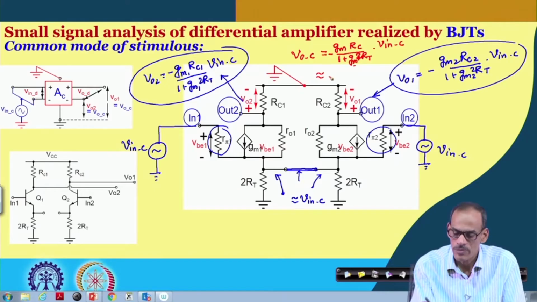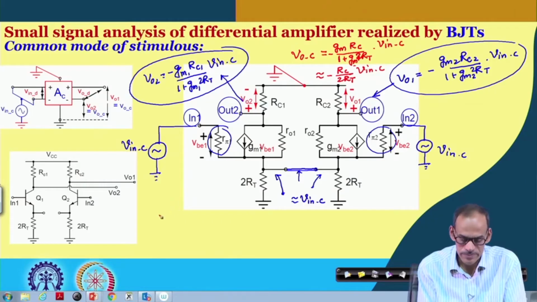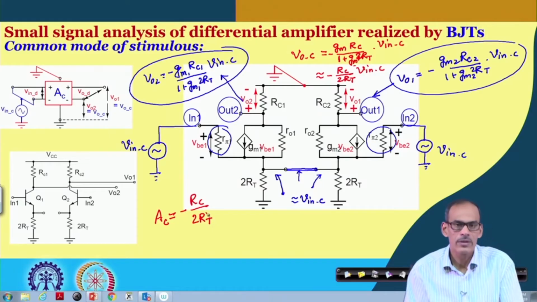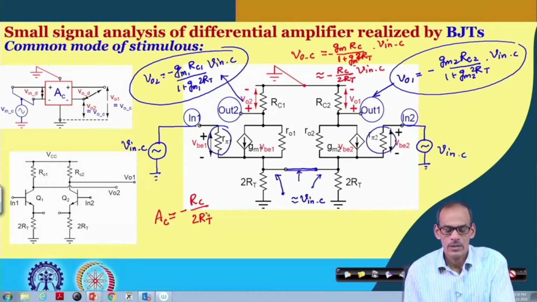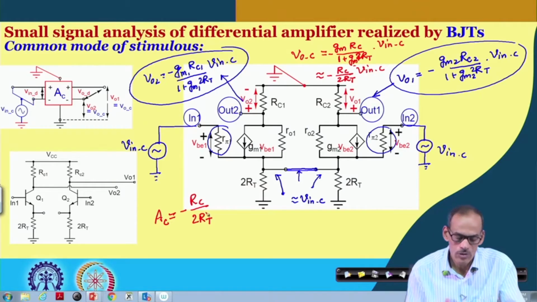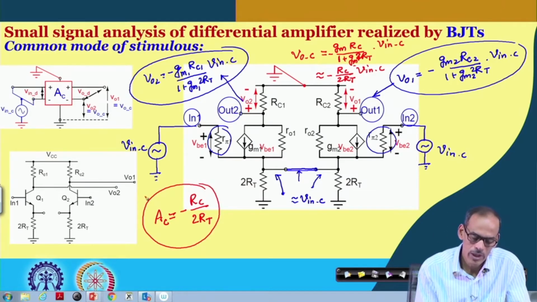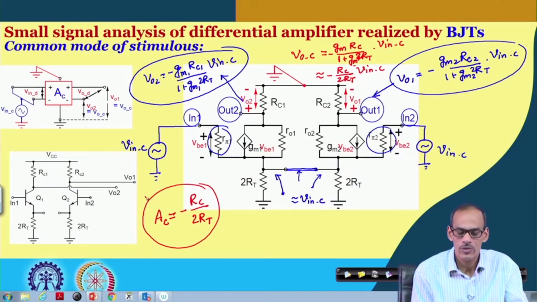So, that will be equal to minus RC divided by 2 RT into V in C. In fact, that gives us the same expression of common mode gain equals to minus RC divided by 2 RT, right. So, in summary, we got the expression of the common mode gain and differential mode gain. Whenever we will be going into numerical circuit, then we will see their corresponding values.